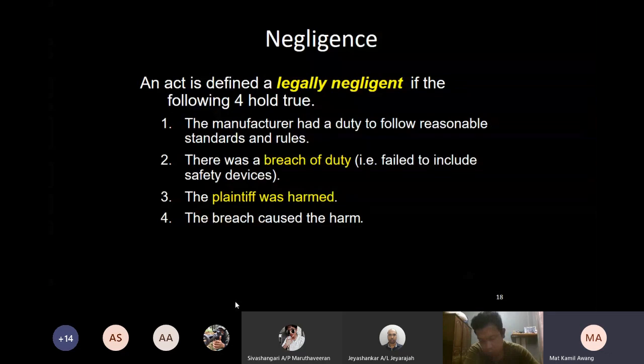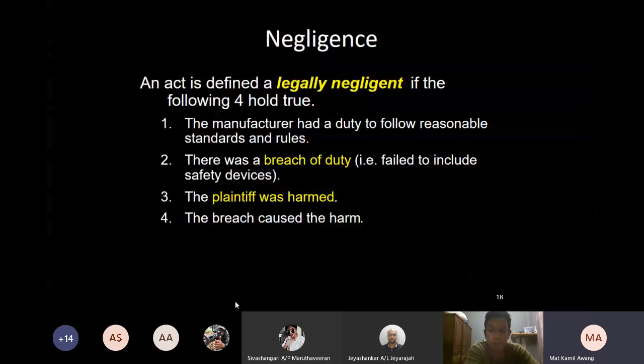Let's say you buy an electrical device, appliance. This electrical appliance must follow the safety standard set by SIRIM, for example. So item one, there is actually a rule or standard that needs to be followed, which is set by SIRIM. And this manufacturer did not follow that standard. So there is a breach of the rule, breach of duty, because the manufacturer did not follow.